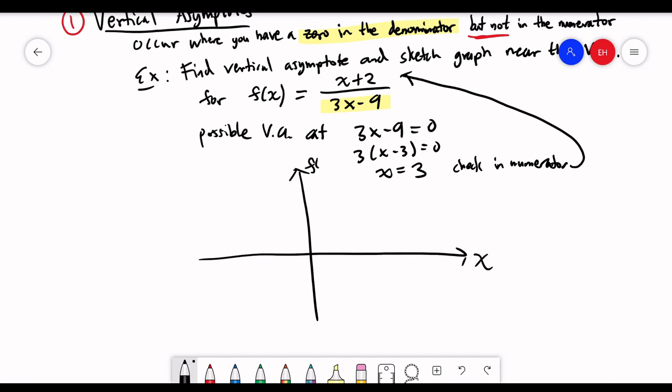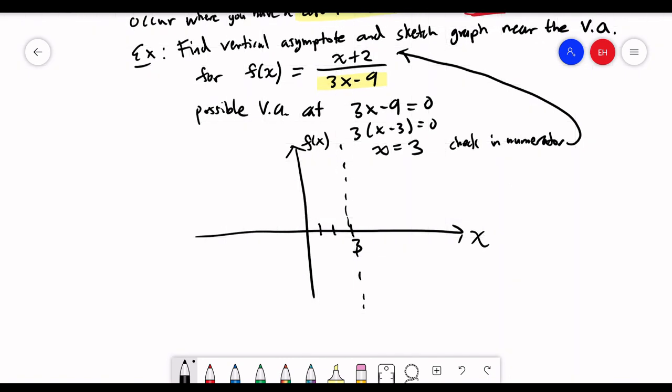So what that's going to look like is on our graph, at x equal to 3, we're going to draw a dashed vertical line to tell the person that's looking at our graph, hey man or woman, this function's not defined at x equal to 3. There's a break in it, right? Okay, now how do we know what the function looks like around this dashed vertical line, where it's undefined?